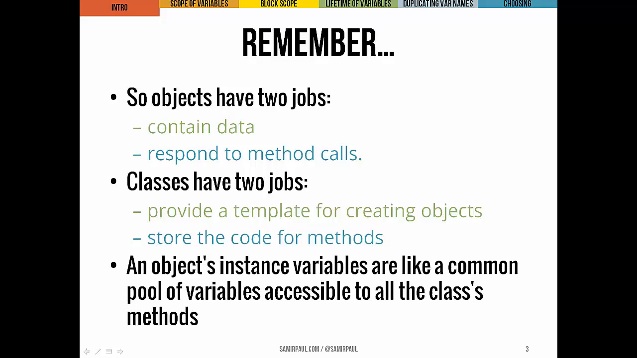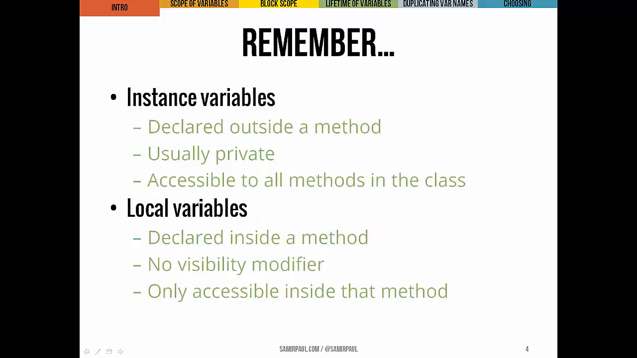So we might think of an object's instance variables as this sort of common pool of information that any method in the class can access. So when we call a method for a particular object, that means that method has access to any of the instance variables for that object. So it's particularly helpful to split our variables into two separate categories: instance variables, which are declared outside a method. We usually make them private, and any method in a class can access them. And local variables, which are declared inside a method. They don't get a visibility modifier, and we can only access them inside the method where they're declared.